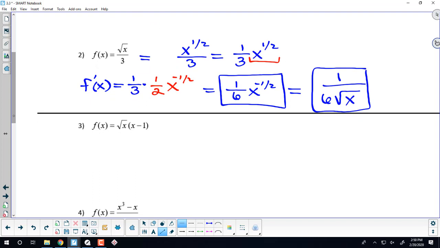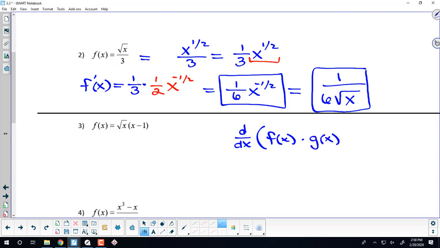So how about number 3? Do we have a rule for the product of two functions of x? We've got the square root of x as one thing times x minus 1 is the other thing. So that's the problem at this point, right? At this moment we don't have a rule that says how to take the derivative of one function of x times another function of x. That's the next section. So here's f of x, here's g of x.